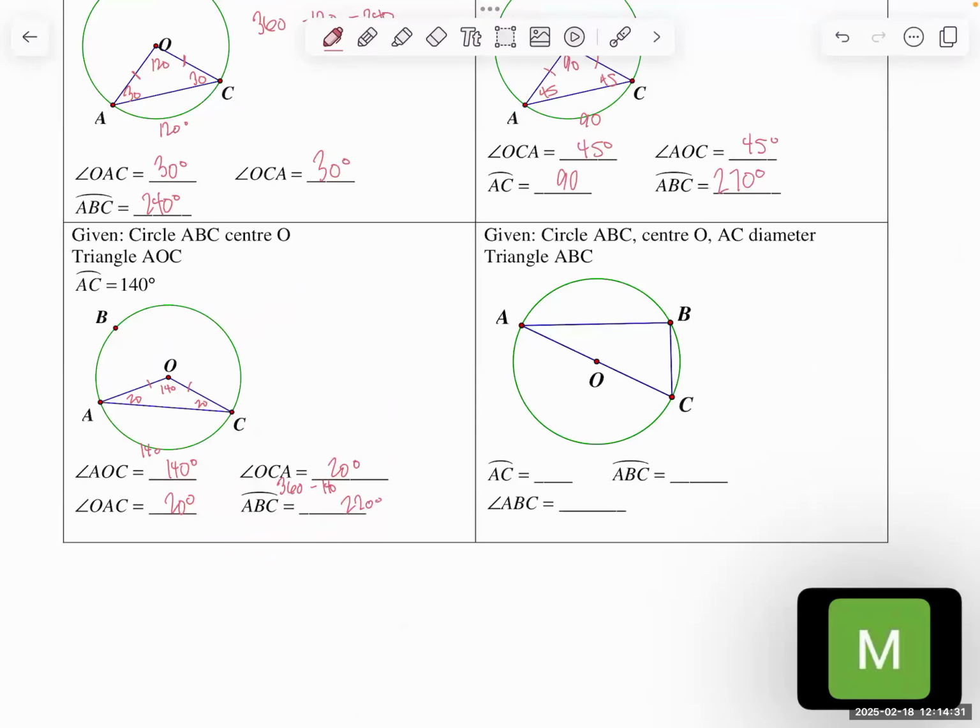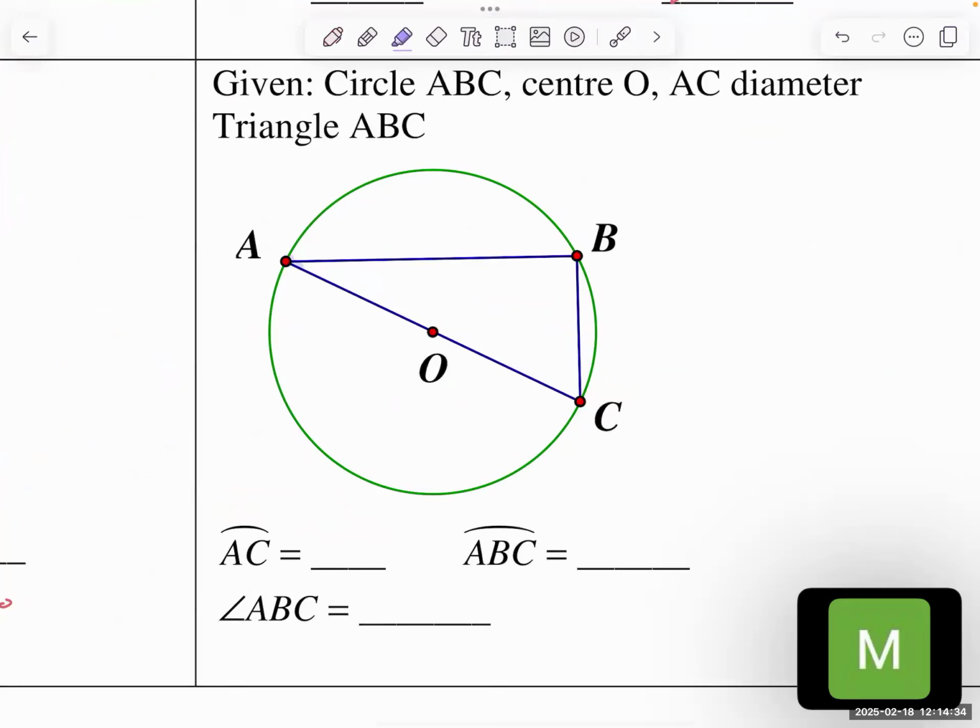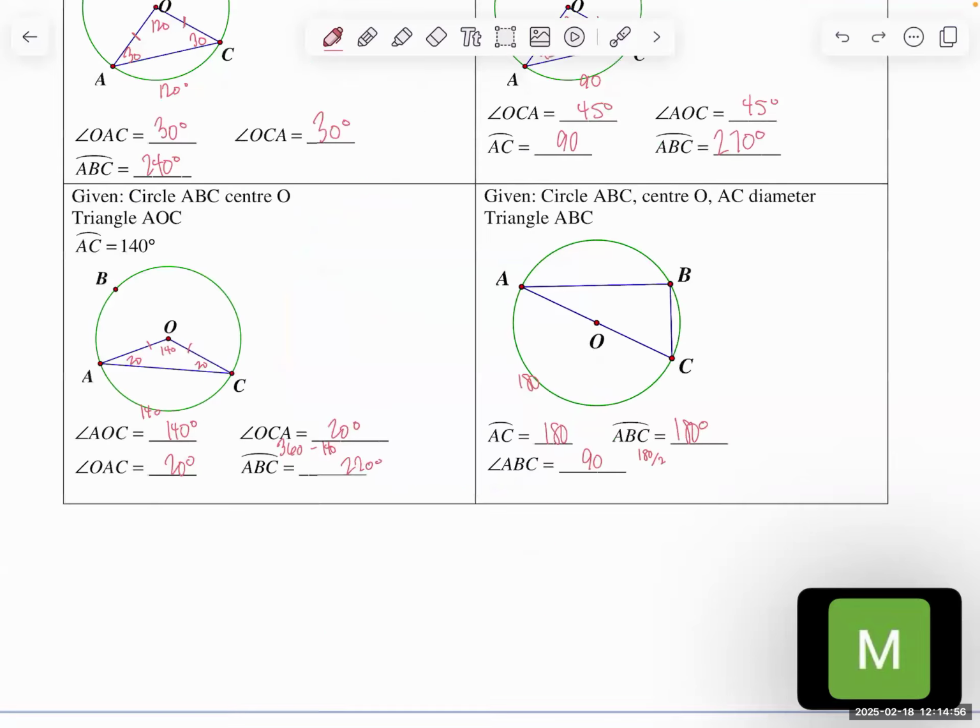Great. This one's a little bit tricky, but also remember that if this is a diameter, this is half the circle. So then half of the circle would have to be 180. So then AC is 180. ABC is also 180. And then angle ABC is 90 because half of 180 is 90, because it's an inscribed angle.